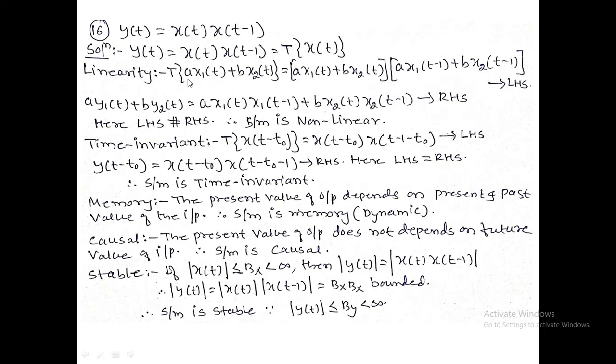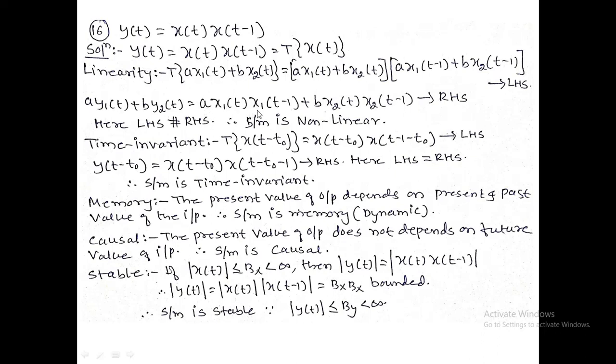Linearity. T of a into x1 of t plus b into x2 of t is equal to input signal a into x1 of t plus b into x2 of t multiplied with input signal in which t will be replaced by t minus 1. LHS. RHS. A into y1 of t plus b into y2 of t equal to a into, what is the y1 of t? X1 of t into x1 of t minus 1.